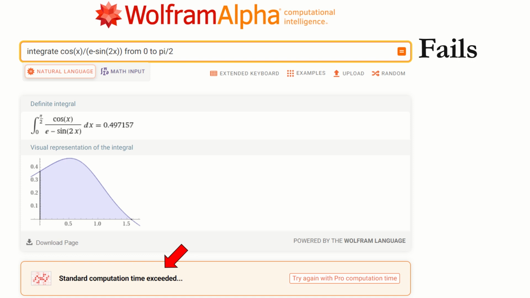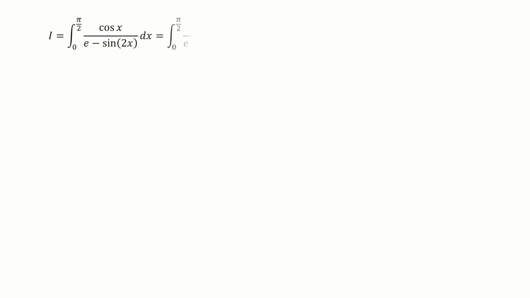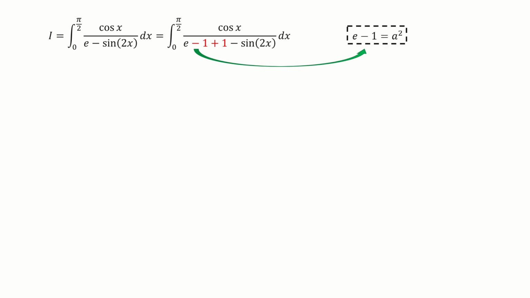So let's get started. First, we subtract 1 and add 1 in the denominator. And then we define e minus 1 equals a squared. And next, we will deal with this term.